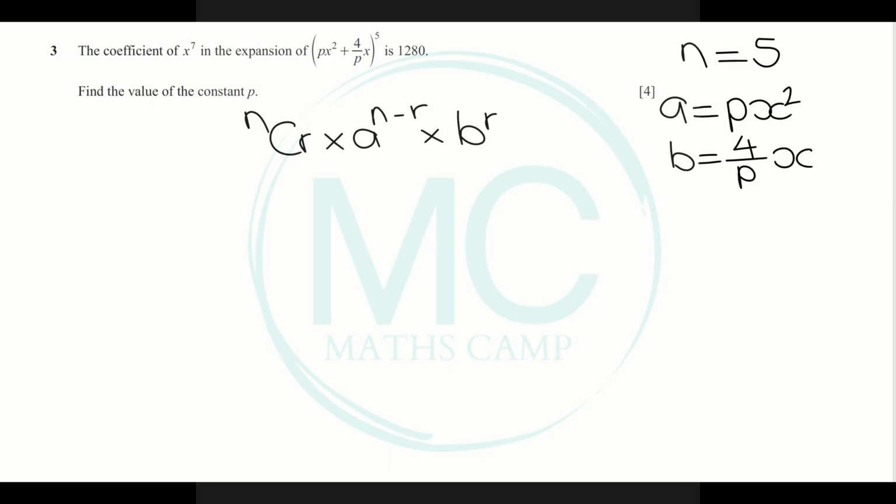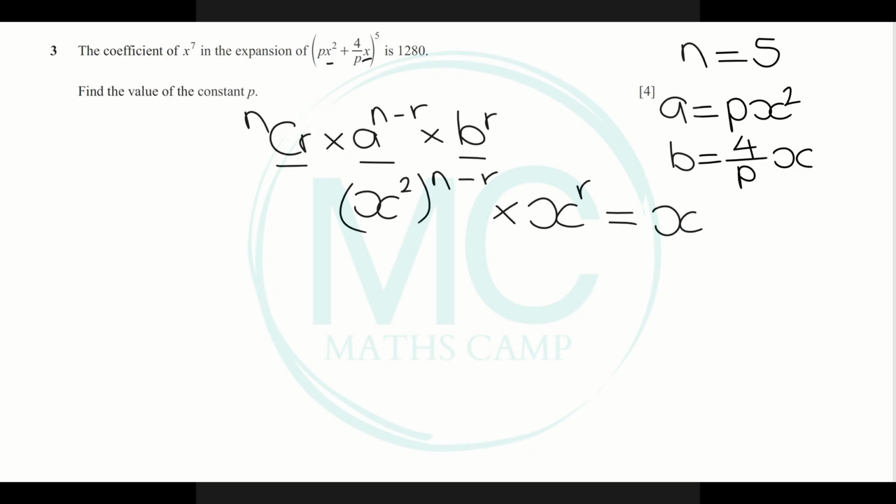To use the formula, we need the value of r. But remember that when you input values into nCr, a and b, we're multiplying them together. And when you multiply variables with exponents, you can add the exponents. So let's consider the x variables in a and b. In a, we have x squared, so we're going to have x squared with an exponent of n minus r. In b, we simply have x, so we're going to multiply x with an exponent of r. And when we add like terms, we're going to get x with an exponent of 7.